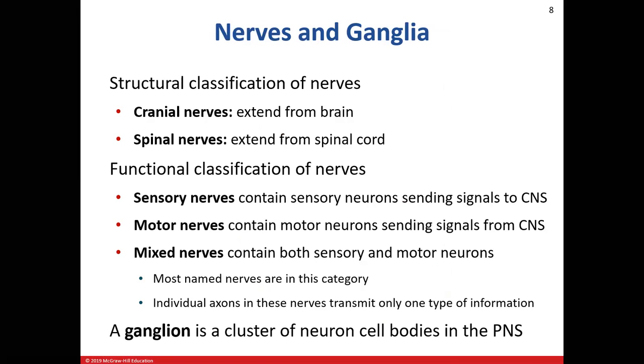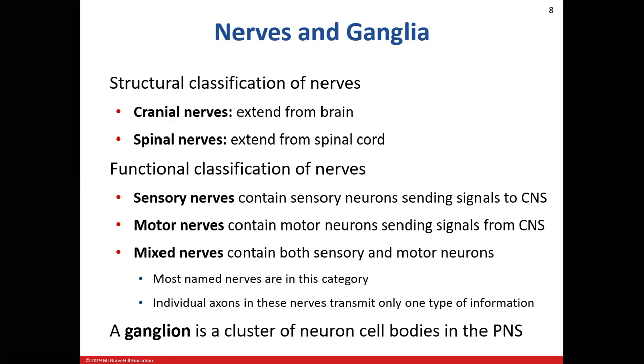Now, what is the function of nerves? Or the functional classifications of nerves? Well, basically, we look at the function of what that nerve does. Does it take in information, or does it send out information? Or does it do both? So a sensory nerve contains sensory neurons sending signals towards the CNS. So sensory nerves are afferent fibers, or collections of afferent fibers.